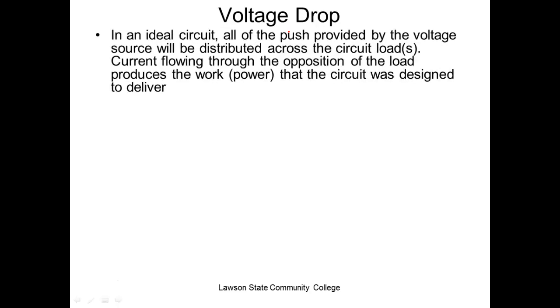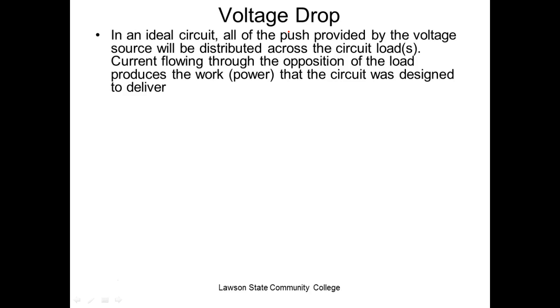Everybody okay on voltage drop? In ideal circuits, all the push provided by the voltage source is distributed across the circuit loads. Current flow through the opposition of the loads produces work that the circuit was designed to deliver. Everybody understand that? So if I push current through resistance, it's going to drop a voltage.